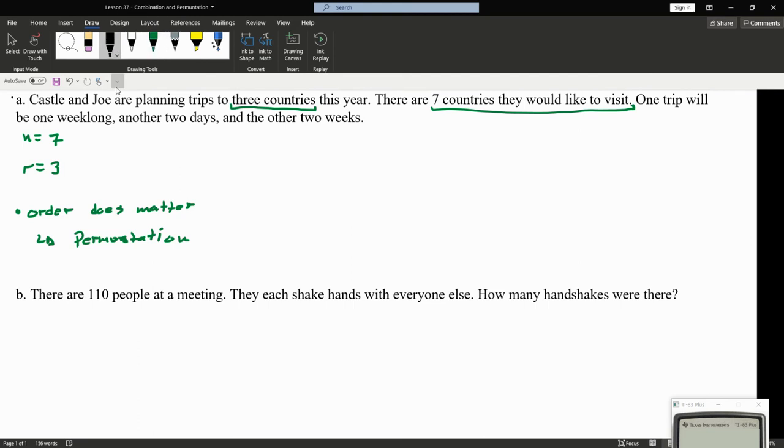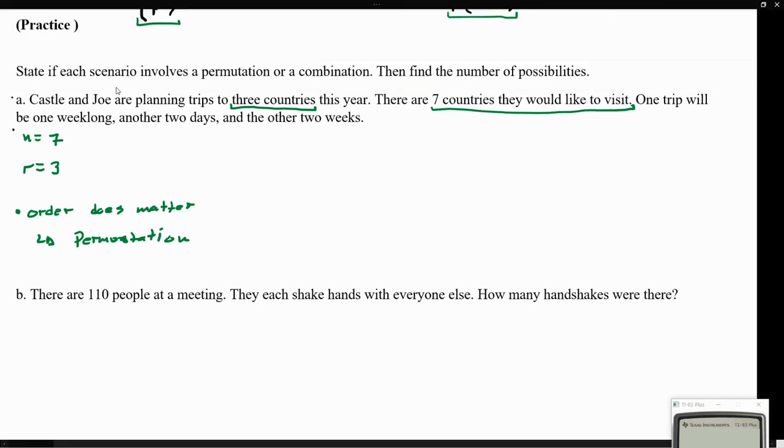So now that we know the value of n, the value of r, and that it's a permutation, let's remember the formula for permutation. nPr is equivalent to n factorial divided by n minus r factorial. So let's do this example. In this case, n is 7, so 7P3 is equivalent to 7 factorial divided by 7 minus 3 factorial.